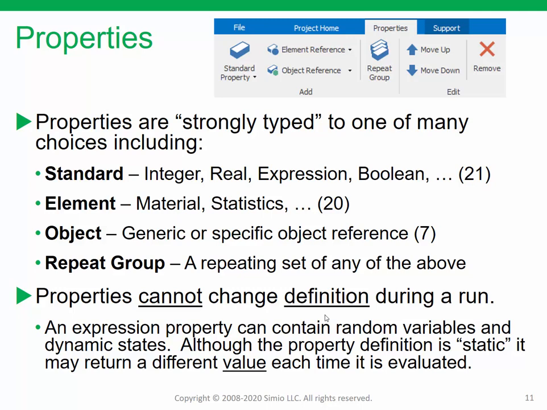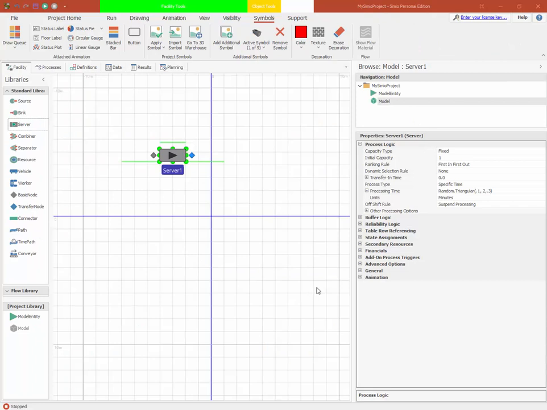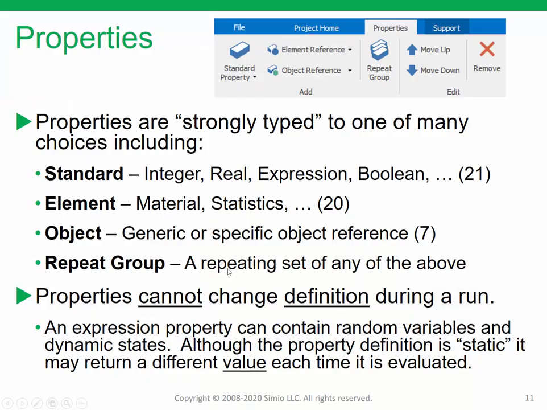So the actual values that are sampled change, but the key fact here is that the property definition does not change. The property definition is that Random.Triangular, which defines that probability distribution. Back in Simio, we can see the other properties associated with the Server1 instance also don't change during the run. For example, the transfer in time will always be 0. That won't change. The capacity type will always be fixed. That can't change, and so on throughout the model.